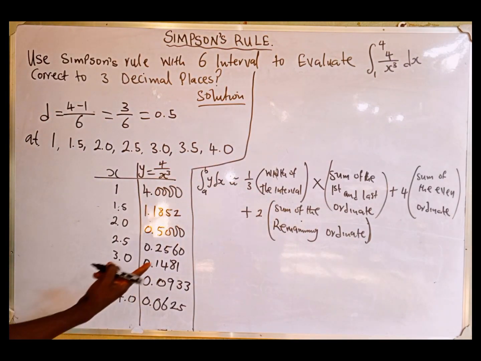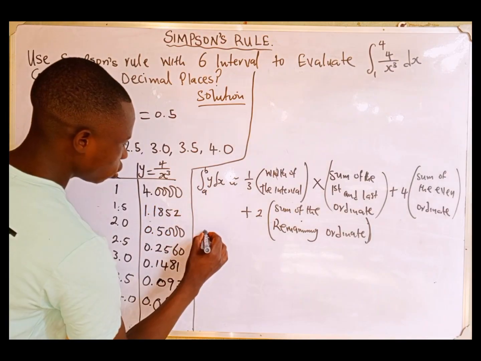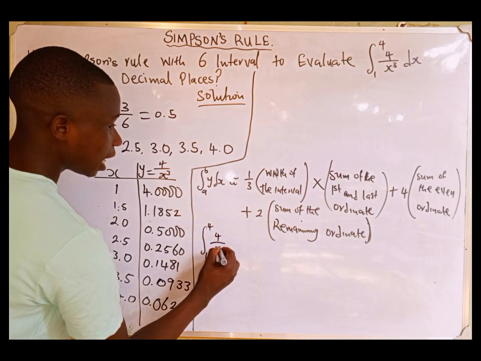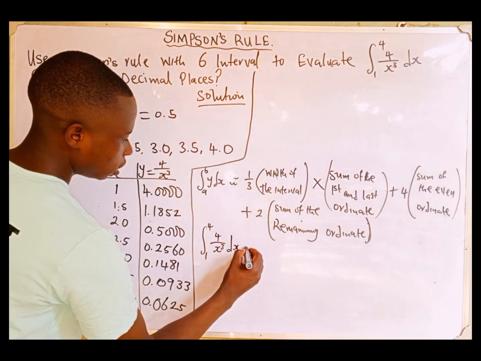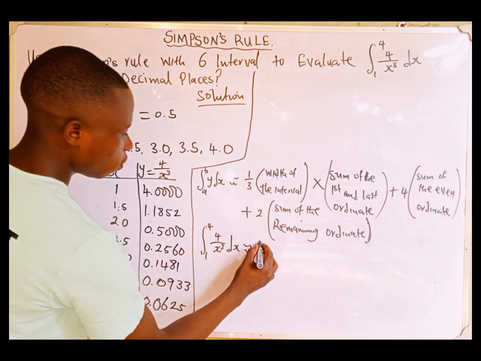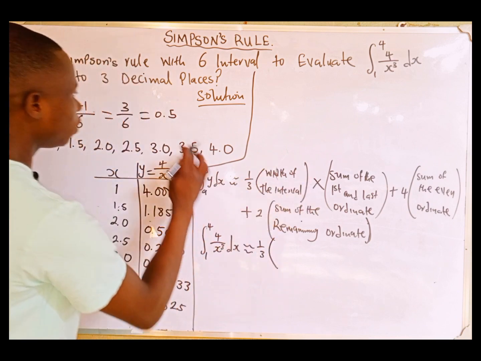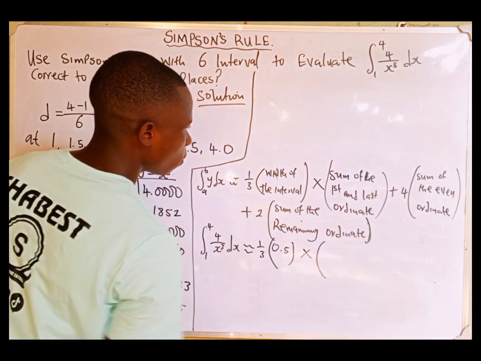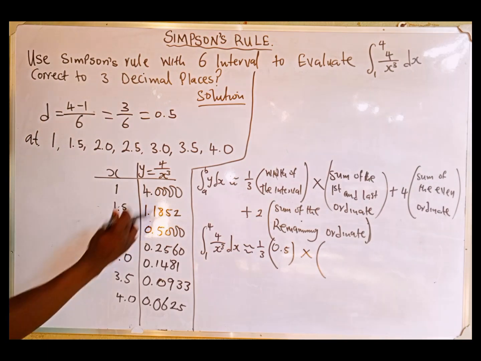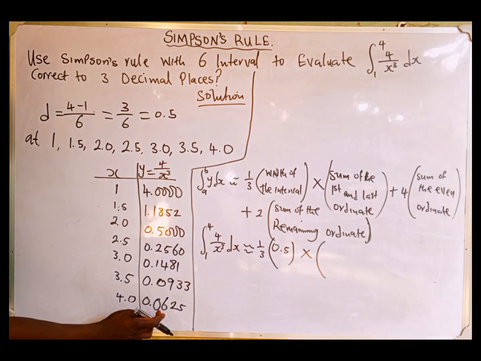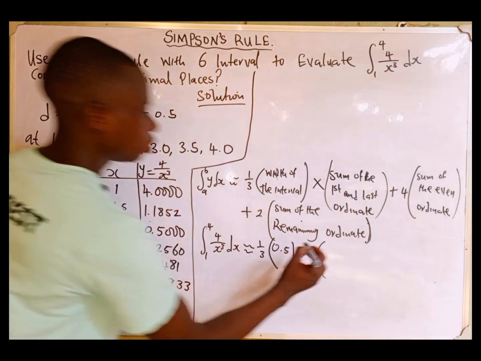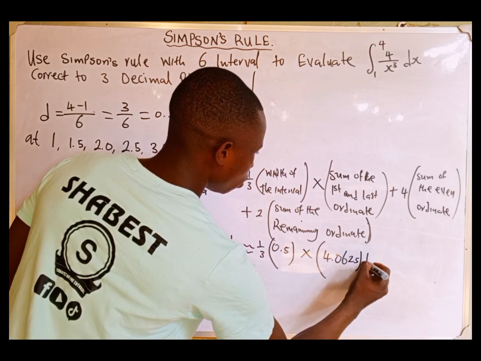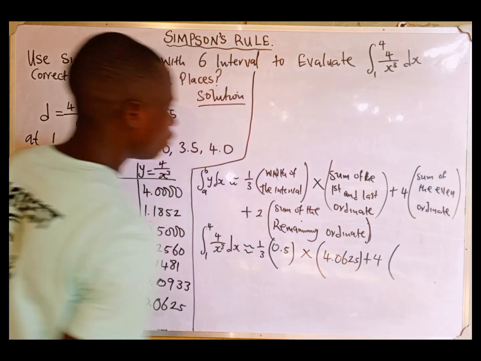Now it's very easy. We're going to substitute into the formula. The integral from 1 to 4 of 4 over x cubed dx is approximately 1 over 3 times the width of the interval, which is 0.5, then multiplied by the sum of the first and the last ordinate. If you add them together, we have 4.0625. Then plus 4 times the sum of the even ordinates.